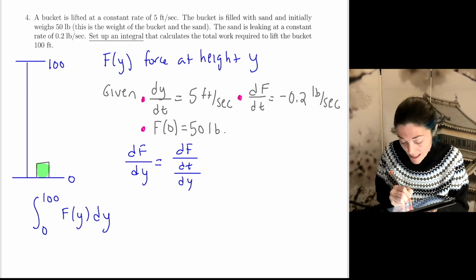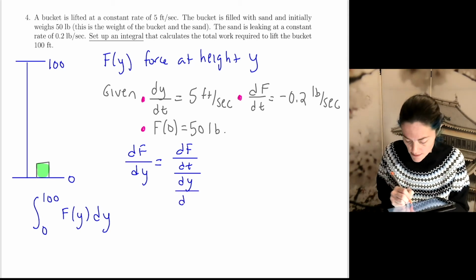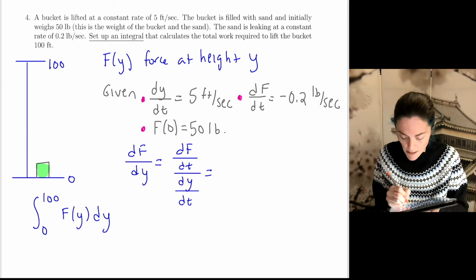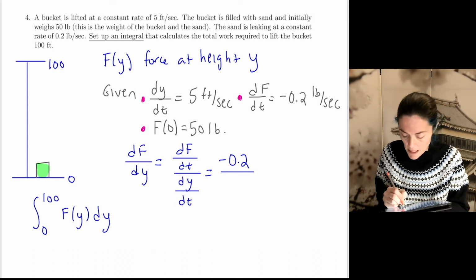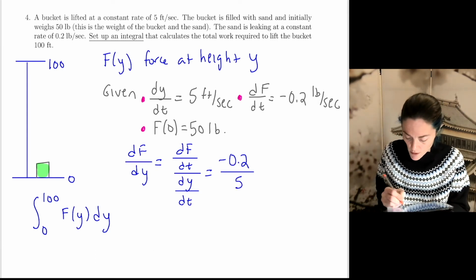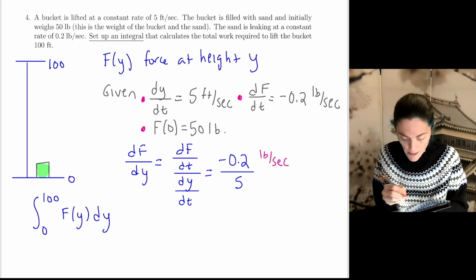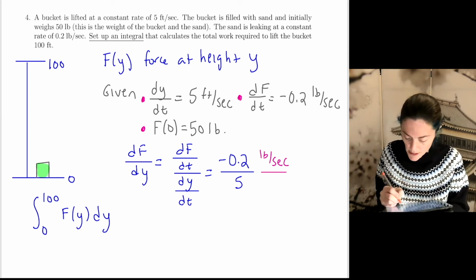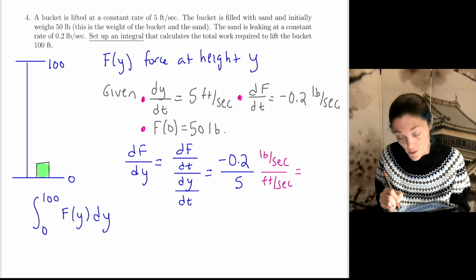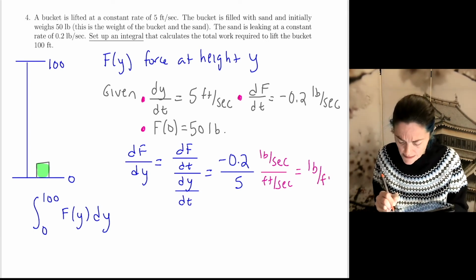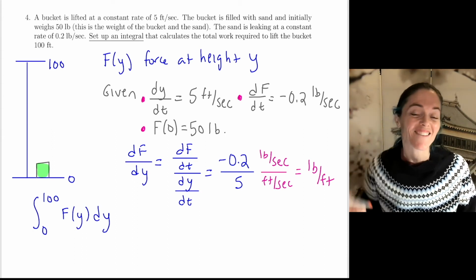And all of these rates of change are constant. And so my rate of change with respect to y will also be constant. So let us just divide. This would be minus 0.2 divided by 5. And you can check the units here, right? Up here, we have pounds per second. And then in the denominator, we have feet per second. Altogether, we would have pounds per foot. And that's what I'm looking for, because I want the rate of change of the force with respect to y. Y is in feet.